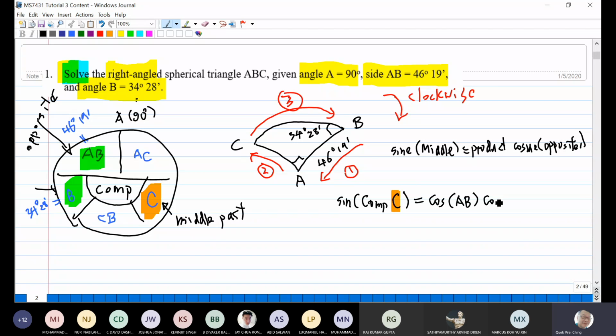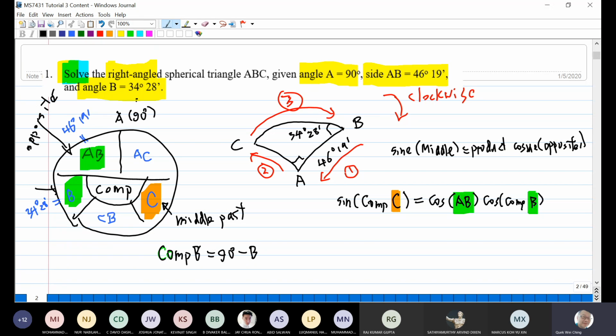And then cosine of com B. Why do you need com B? Because it is in the lower half of the view. So there's AB here and com B, because in the lower half of the view you must apply the com. And what does com mean? Just to remind you, what is the meaning of com A, com B? Com B means 90 degrees minus B.